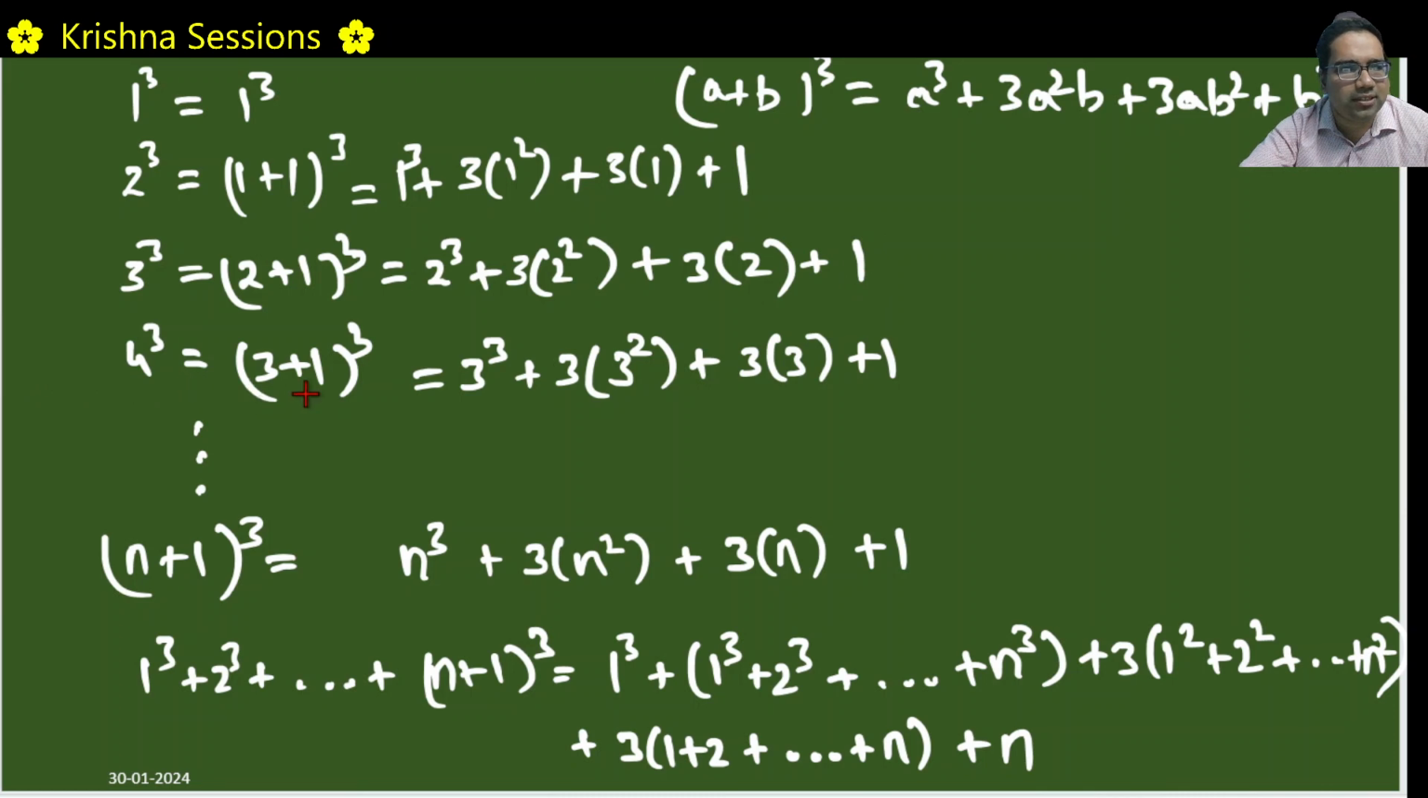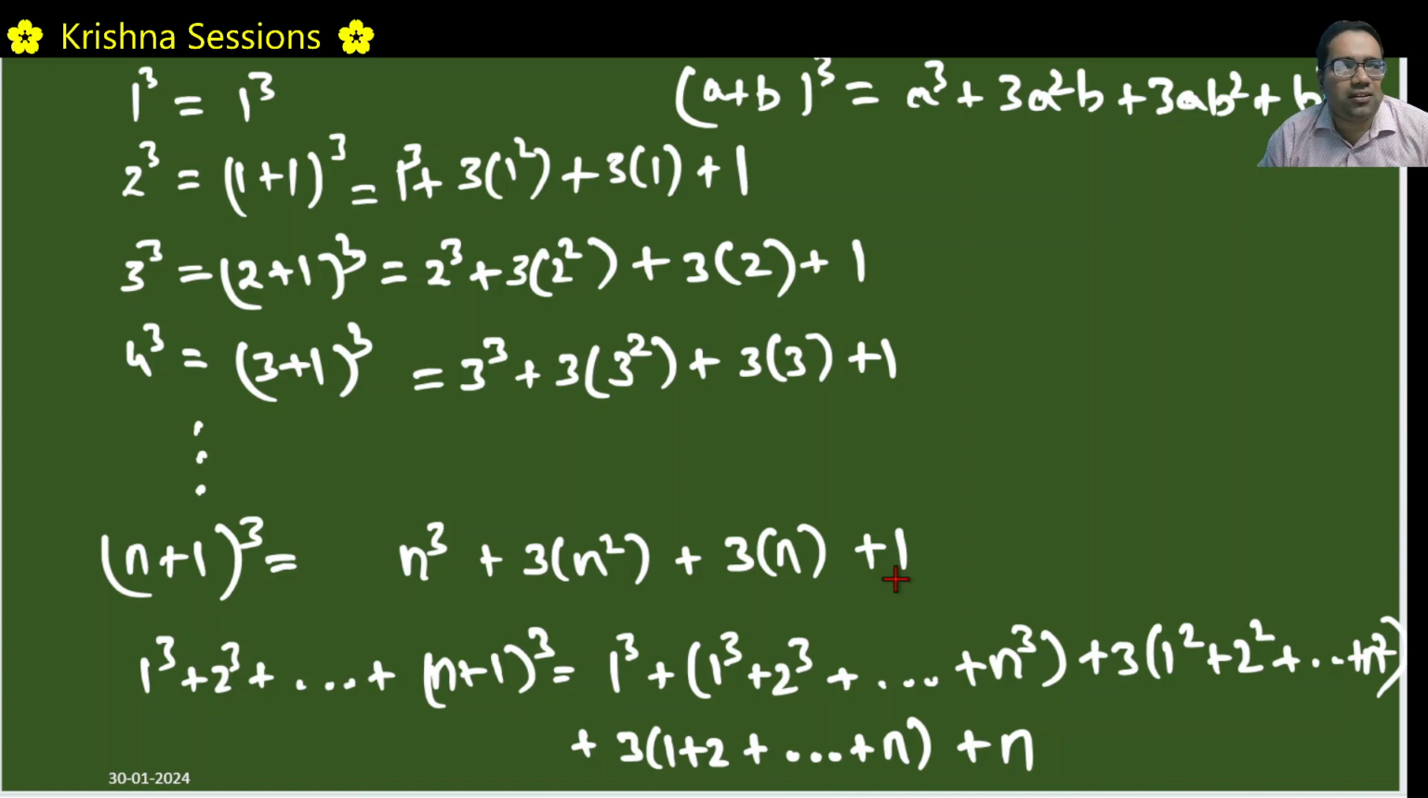Similarly, 4 cube is 3 plus 1 whole cube, which is 3 cube plus 3 into 3 square plus 3 into 3 plus 1. Likewise, what is n plus 1 cube? If you see the similarity, n plus 1 cube is n cube plus 3 into n square plus 3 into n plus 1. Beautiful. So far, so good.